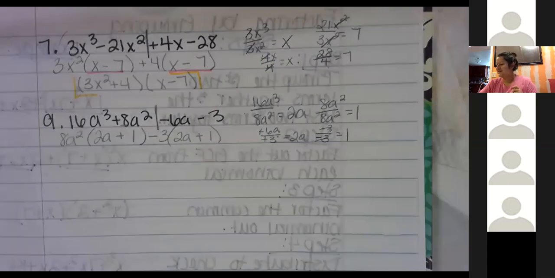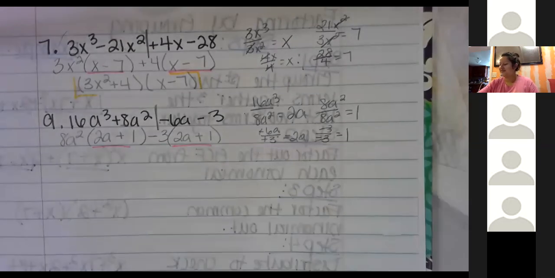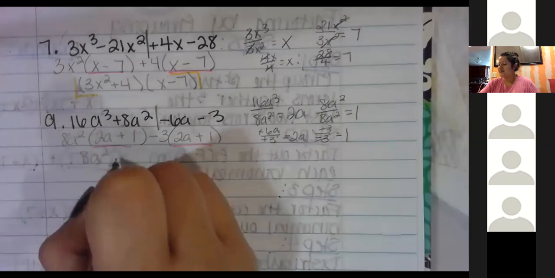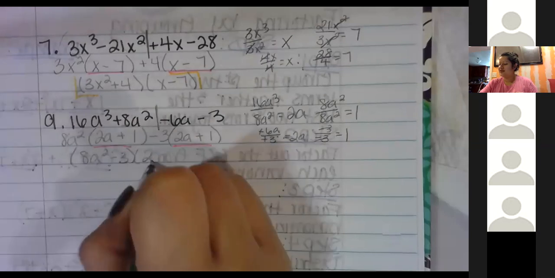And then notice again, we have 2a plus 1 inside both of our sets of parentheses. So then we had factored out an 8a squared minus 3, and we have 2a plus 1.